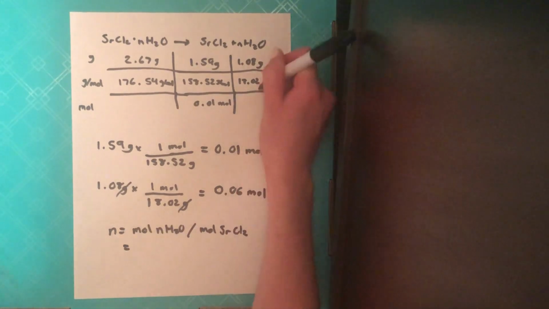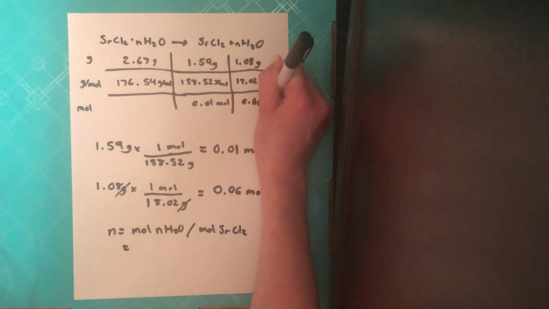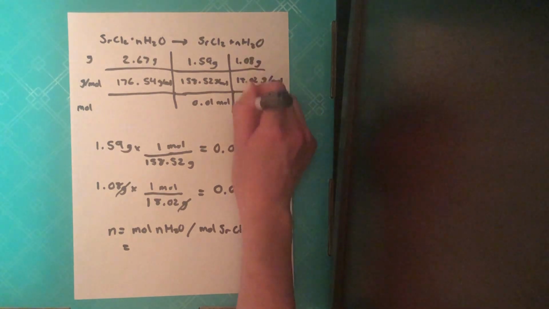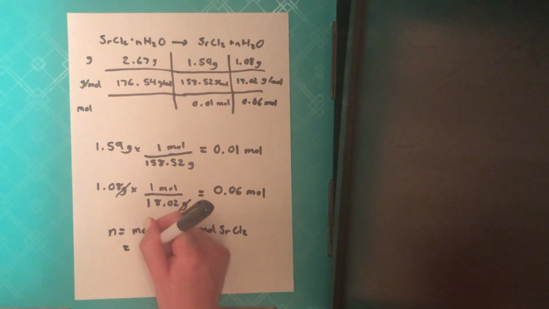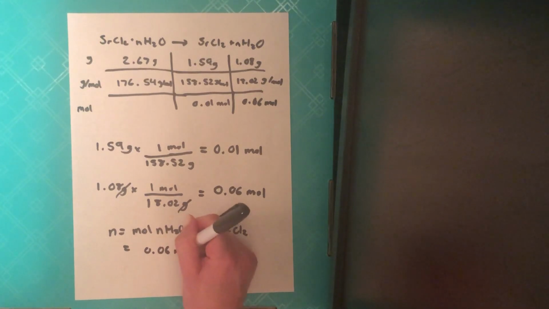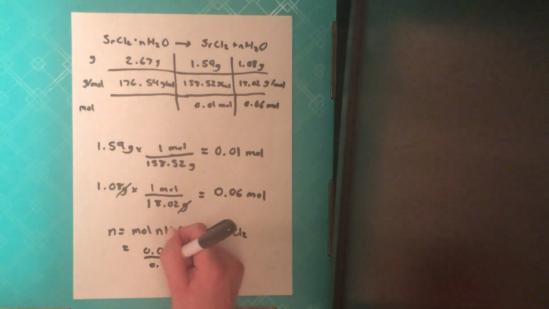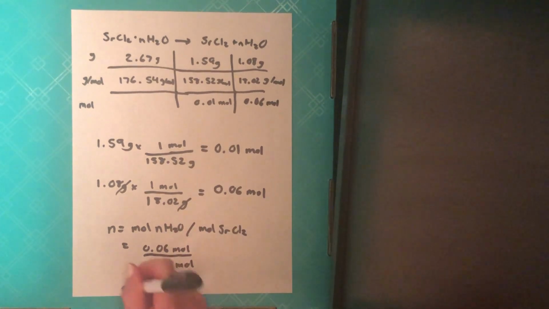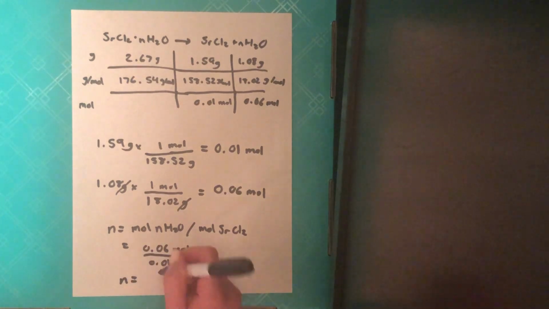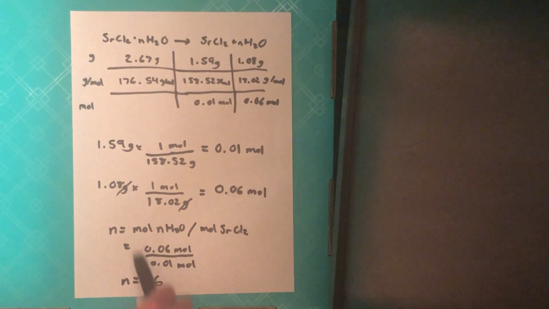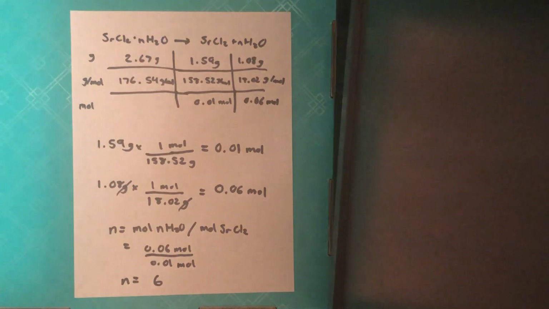So we'll go ahead and, oh, I forgot to fill in the table here. So we'll go ahead and plug that in. We have our moles of water divided by our moles of strontium chloride. And so our N is going to equal 6. And so we know that there are going to be 6 waters in that hydrated strontium chloride. And so that answers that mystery for us.